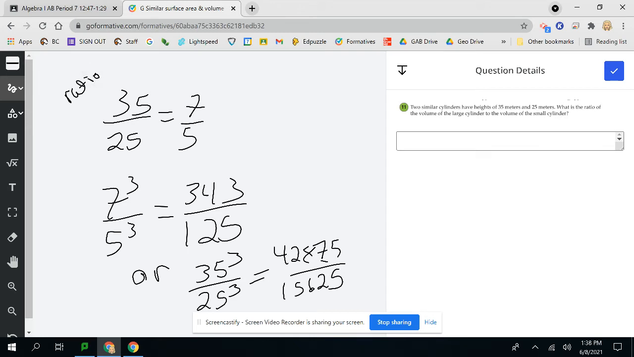So when I have the ratio of our sides, or our similarity ratio, I cube it to get the volume. So 7 cubed over 5 cubed is 343 over 125. Now I could have just cubed 35 over 25, and that would have given me 42,875 over 15,625, but that will reduce to 343 over 125. Again, if I have the sides and I want volume, I cube it.